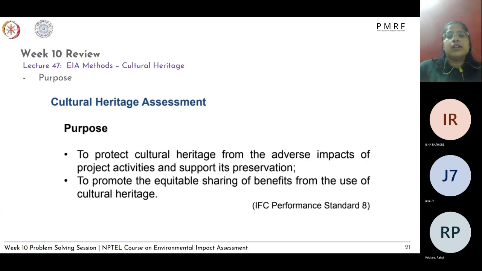So in those cases, if you are doing any sort of development in such areas, you need to do a cultural heritage assessment in your EIA to demonstrate how your development actions are going to affect the perception of cultural heritage by the different receptors of the site, and what sort of mitigation efforts you are taking for reducing the adverse effects of the development on the cultural heritage.